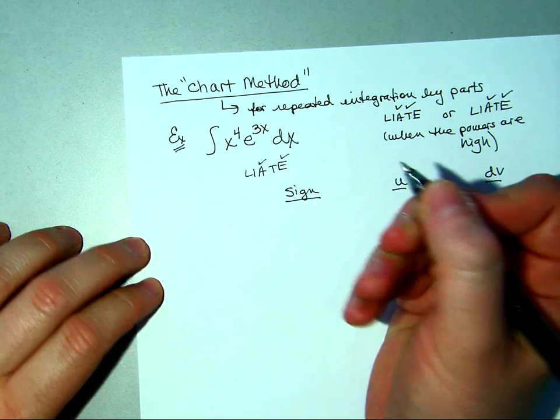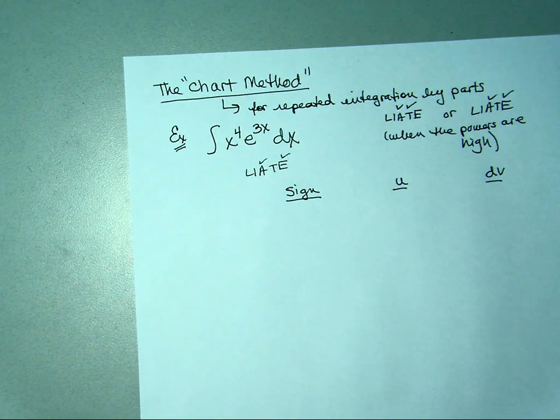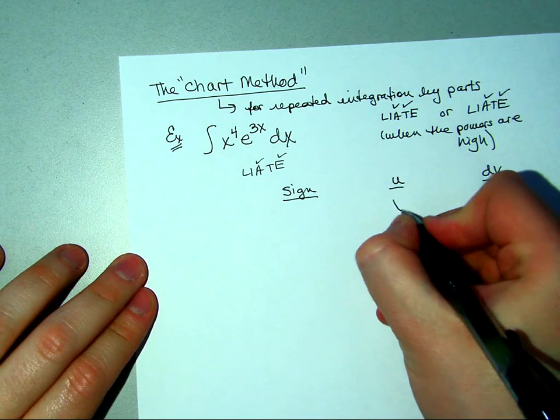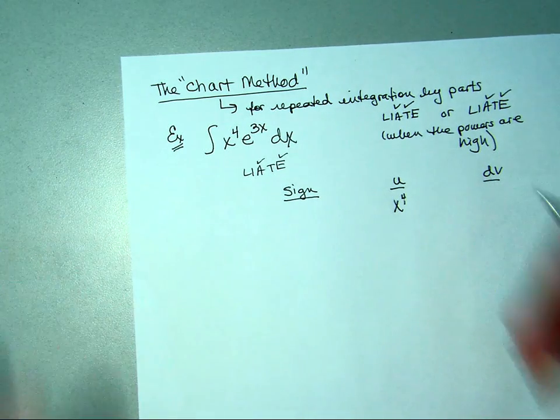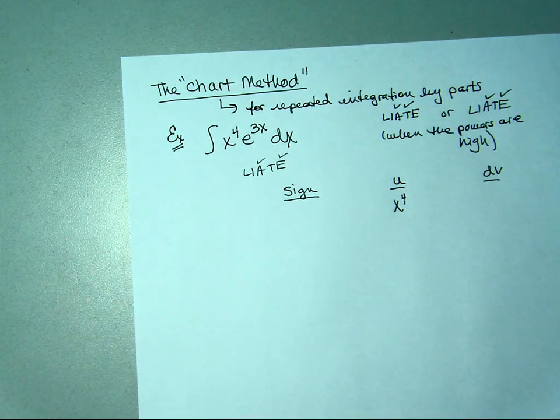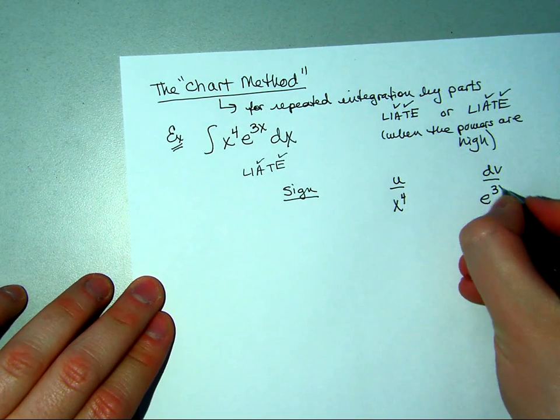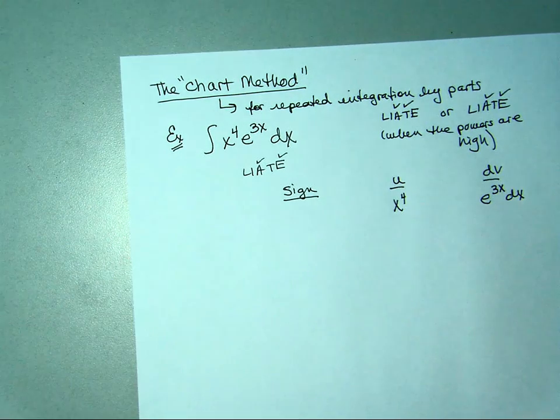If we were doing normal integration by parts, what would you make your first u? The x to the fourth. Because that's the A piece, that's the algebraic part. And our first dv, e to the 3x. And then you know that we would calculate the du, the derivative of u, and then the v, the integral of e to the 3x.